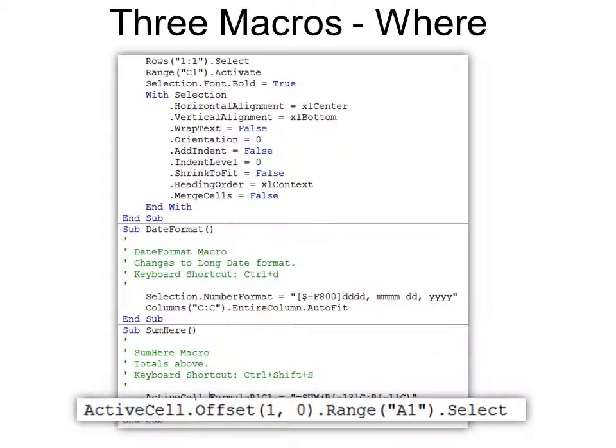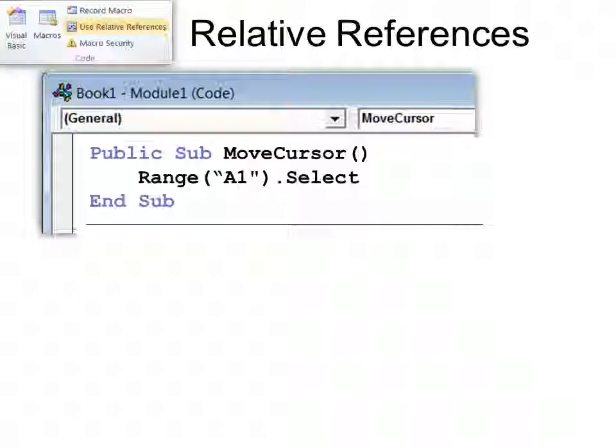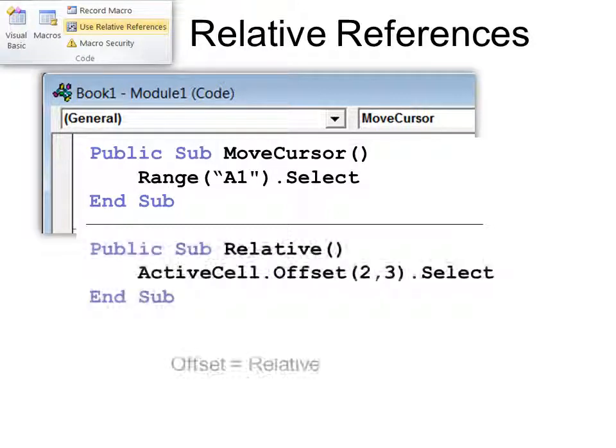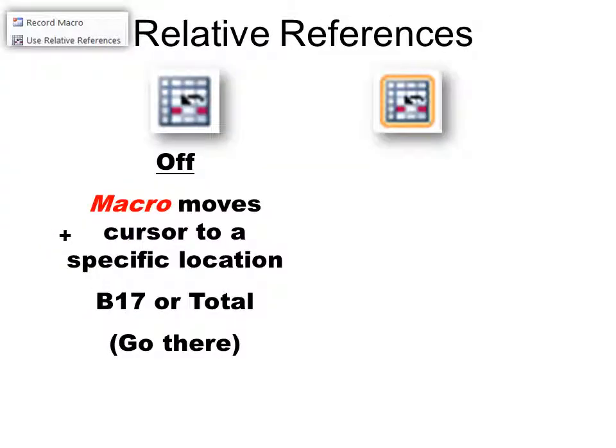Now the last one is ActiveCell.Offset.Range.Select. So what does that offset mean? Well, let's look at that in more detail. When you're recording your macros, you do have an option for relative references. And again, if you don't understand this in full detail, you might want to watch a previous class I created on recording macros. Relative references means that it has offset in it. Offset means relative.